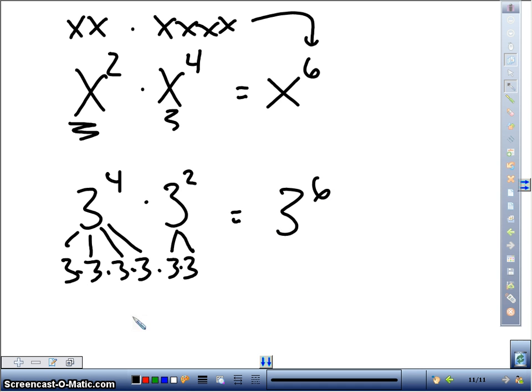Now what you can't do is when you have like 2 to the 3rd times 3 to the 4th, your bases aren't the same on this, so you can't do it this way. You actually have to come up with a numeric answer. So you need to go 2 times 2 times 2 times 3 times 3 times 3 times 3. Anyway, so this only works when your bases are the same.